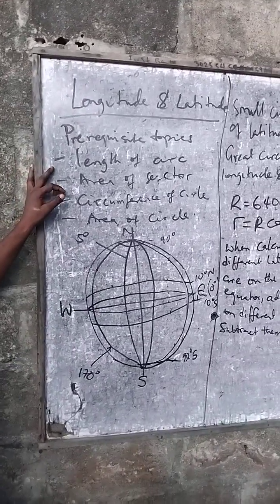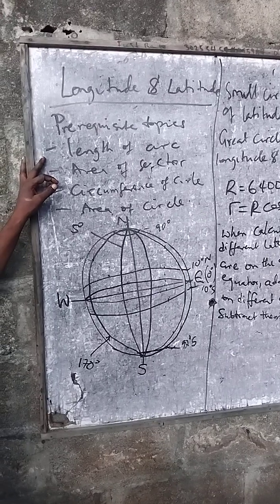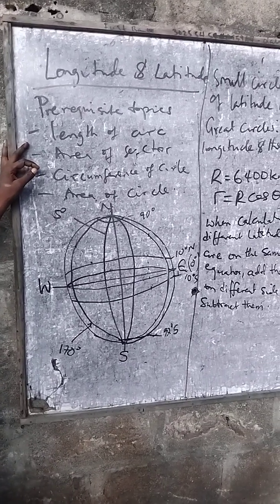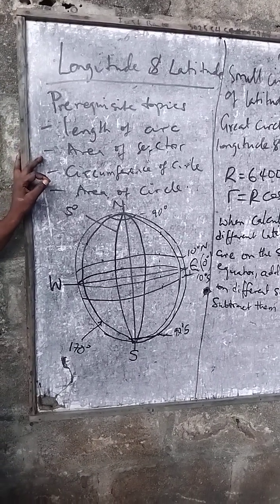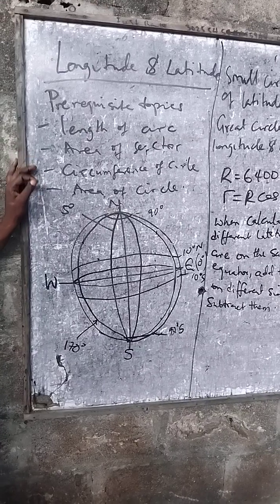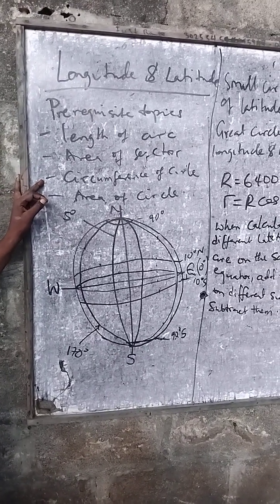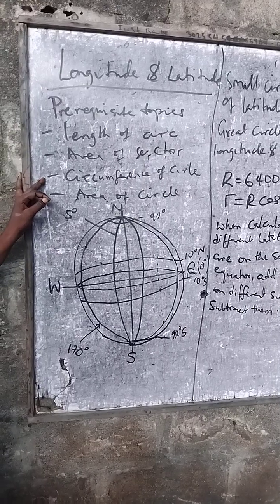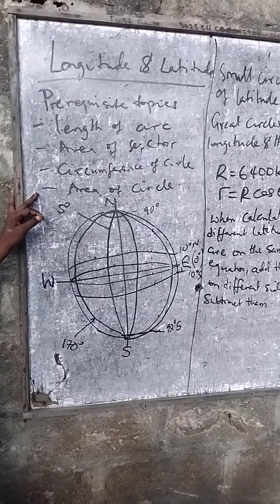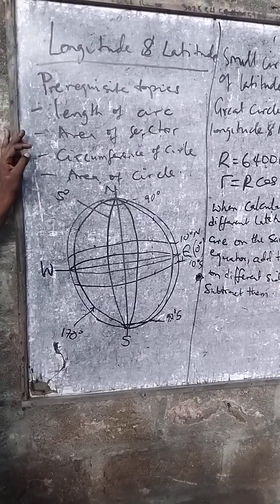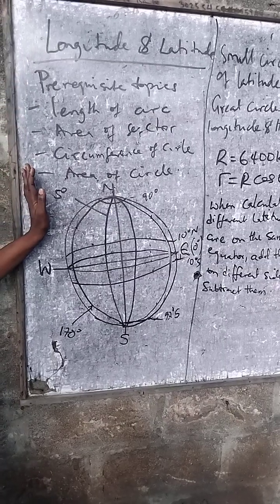Length of an arc, SS1, second term. No, I'm not talking geography. SS1, area of sector. Circumference of circle, you did it in junior school, you did it in primary school, and you did it in senior secondary school, SS1 and 2, I think. Area of circle and some other ones, but these are the key ones.